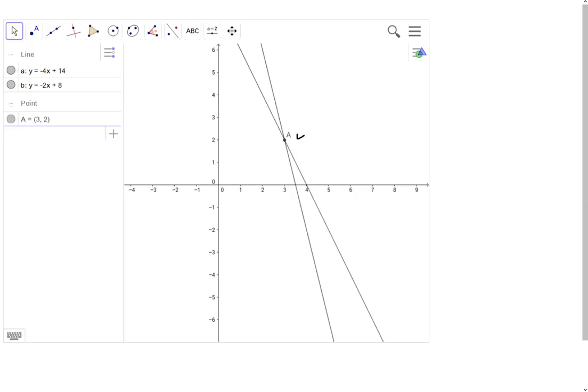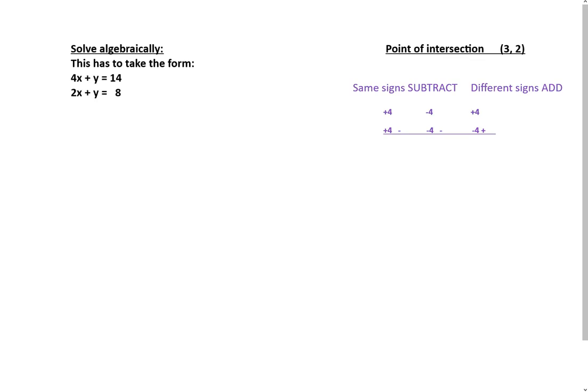Okay, now if we try to solve it algebraically, then we just have to rearrange it. So it'll always be something x plus something y equals a number. So we've got 4x plus y equals 14 and 2x plus y equals 8. And remember, in the sketch, the point of intersection was 3, 2.